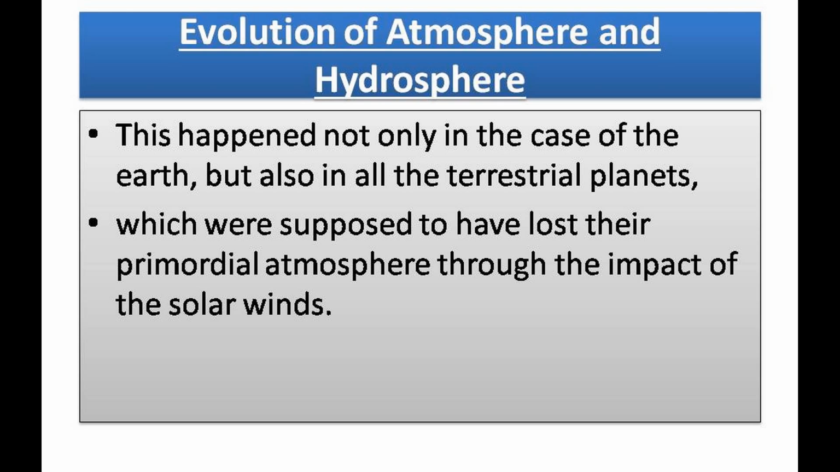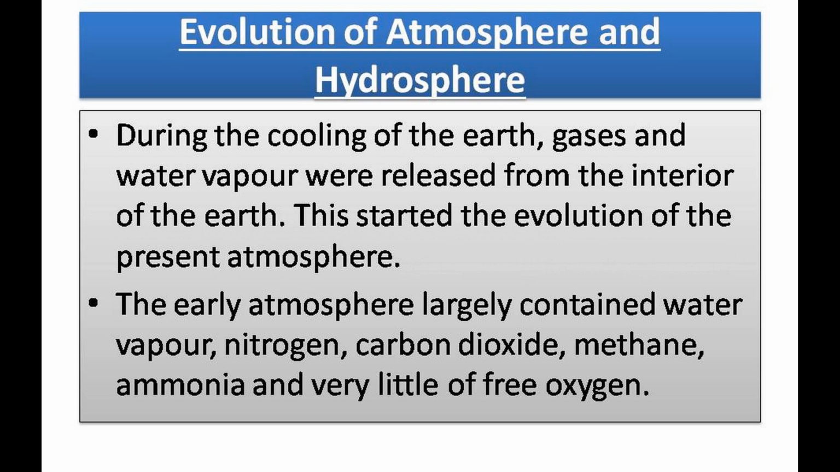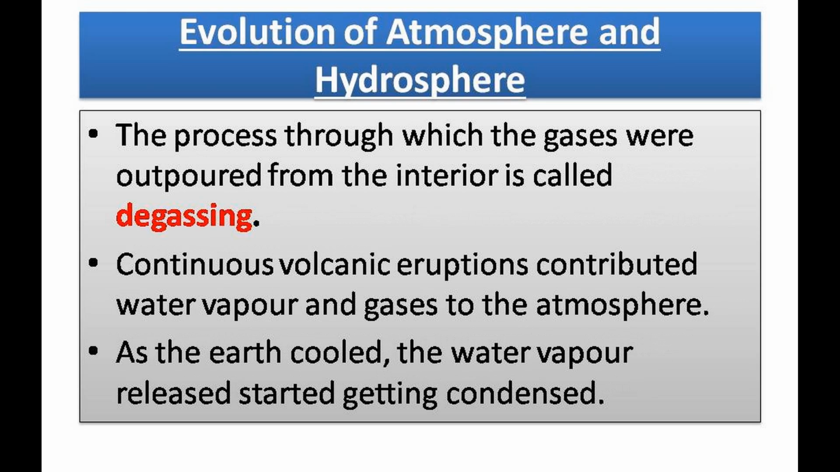During the cooling of the Earth, gases and water vapor were released from the interior of the Earth. This started the evolution of the present atmosphere. The early atmosphere largely contained water vapor, nitrogen, carbon dioxide, methane, ammonia, and very little free oxygen. The process through which the gases were outpoured from the interior is called degassing.